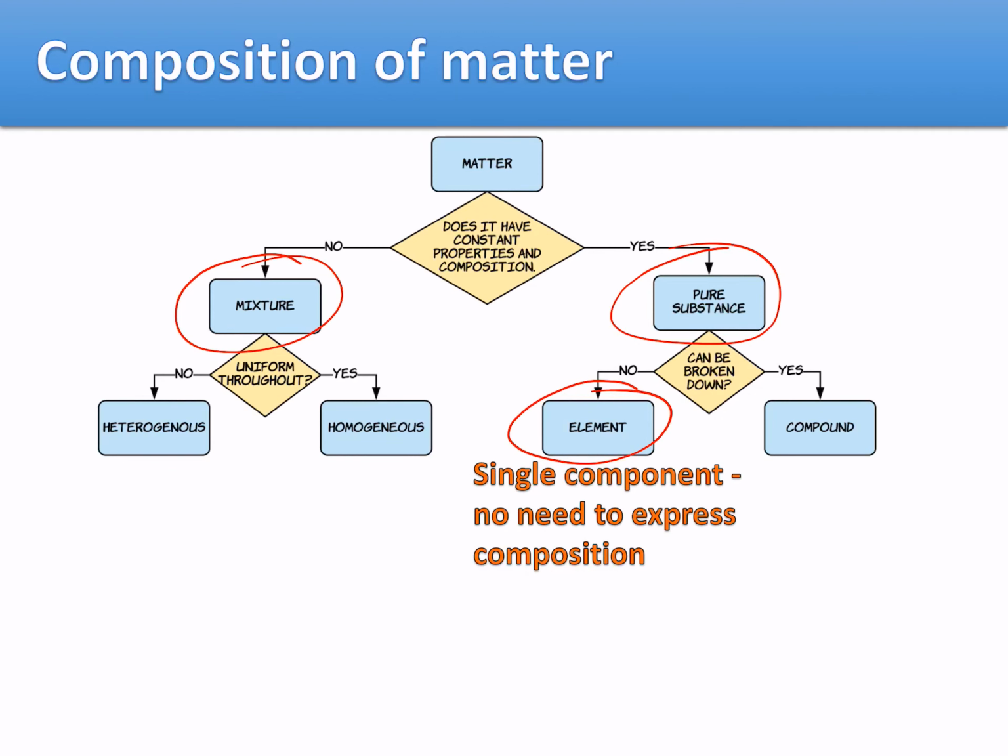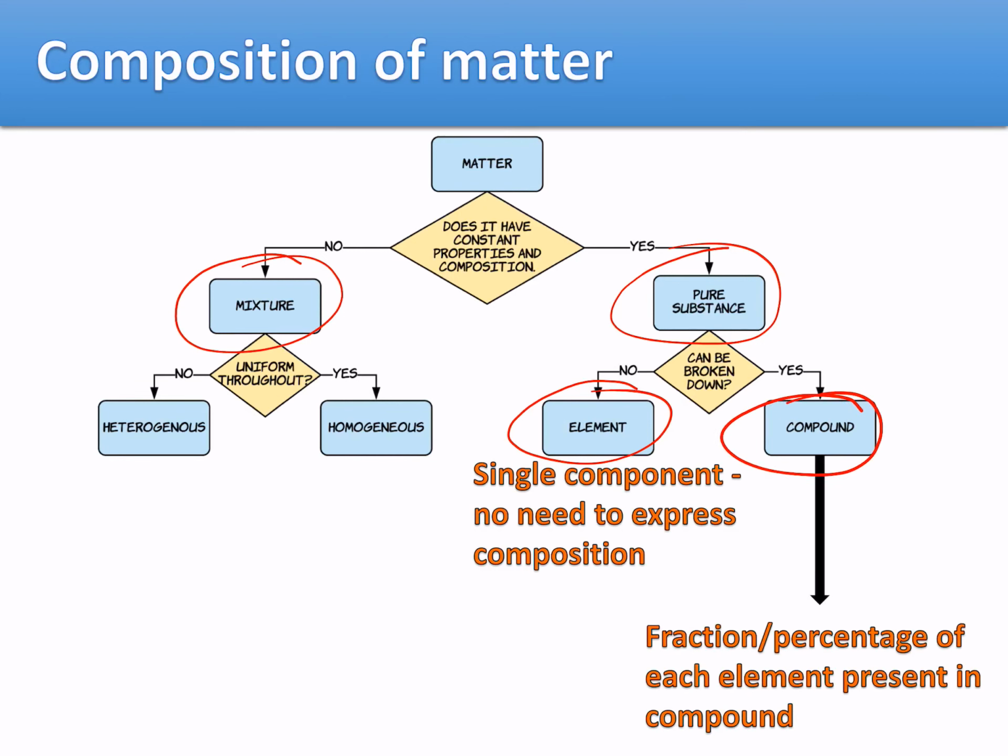So to do that, let's focus for now on the simplest substance, which is the element. In that case, there is a single component, so there is no need to express any composition. It's a pure substance, so it's always going to be 100% that element. It's not the same story for a compound. The compound is not such a simple substance. There are two or more elements there, but you can express how much of each one of those elements you have in that compound based on a fraction or a percentage of that element in that compound.